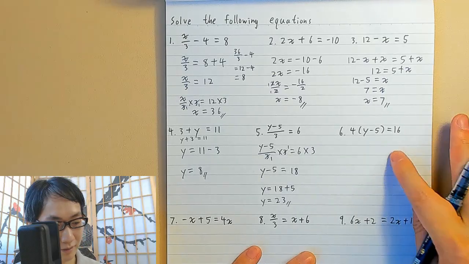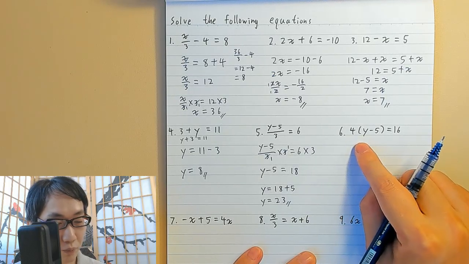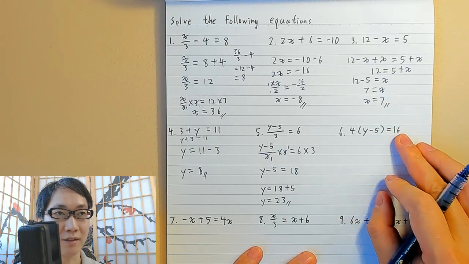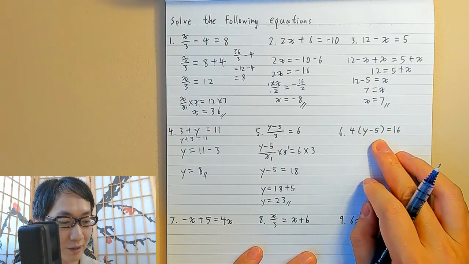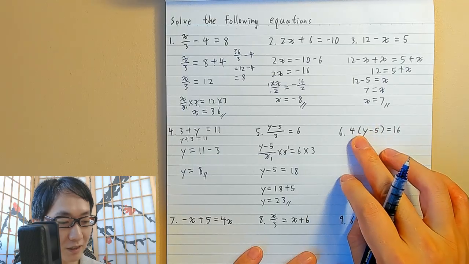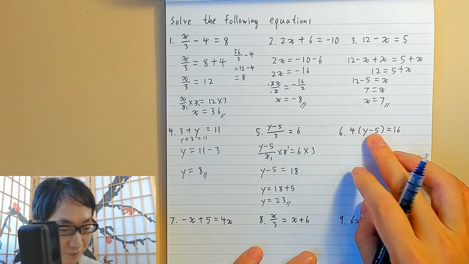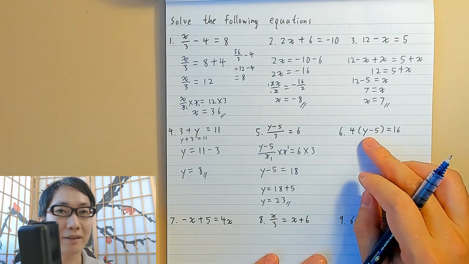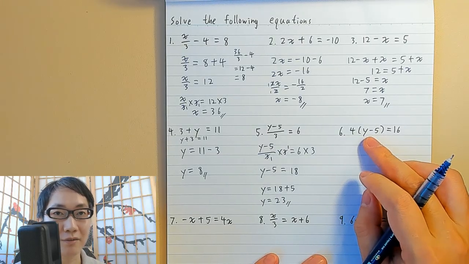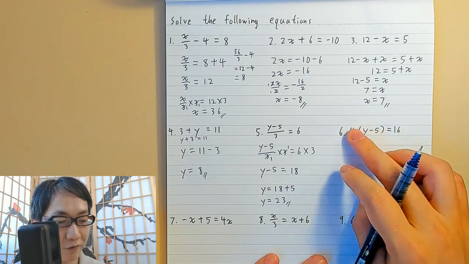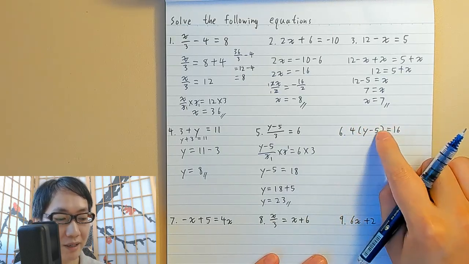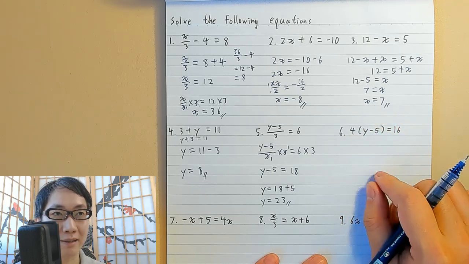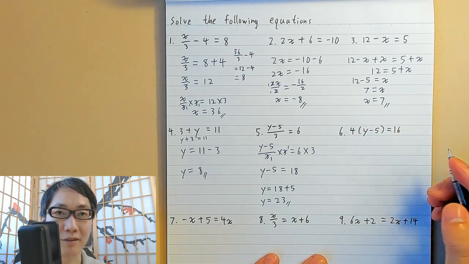Number 6. 4 bracket y minus 5 bracket equal to 16. So this is a bracket. It means what's inside is together. So it's like there's a bag, and in the bag there is y minus 5. And we have 4 of these bags. But bracket means multiplication. So it's 4 times this bag and is equal to 16.